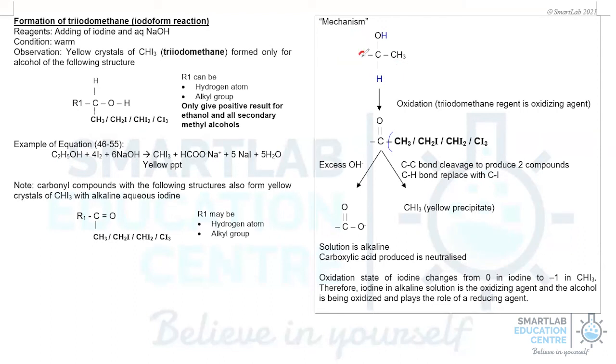Tertiary alcohol. In the case of tertiary alcohol, we will know that tertiary alcohol will not be able to give a positive haloform test because it cannot even be oxidized.